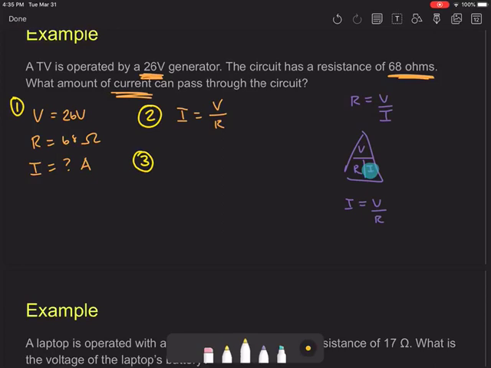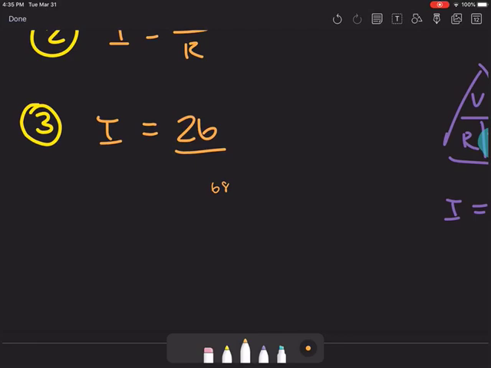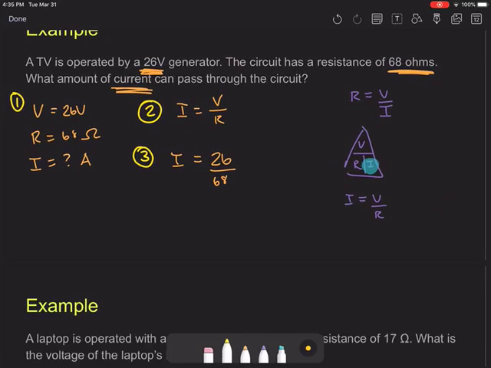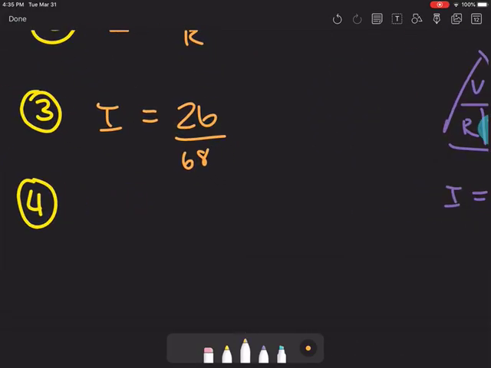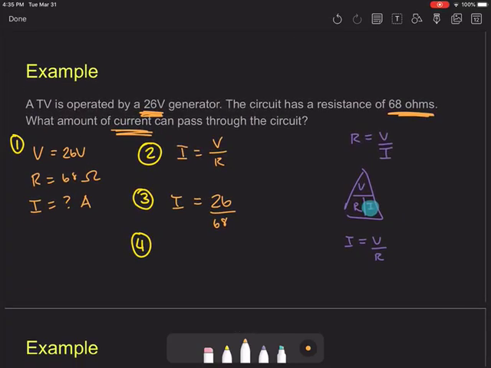Step 3, we are plugging in all of the values that we know. So for voltage, we know that's 26. For resistance, we know that's 68. And our final and last step here is we use our calculator. Sorry, having some technical difficulties here.